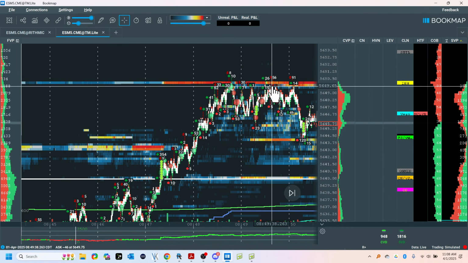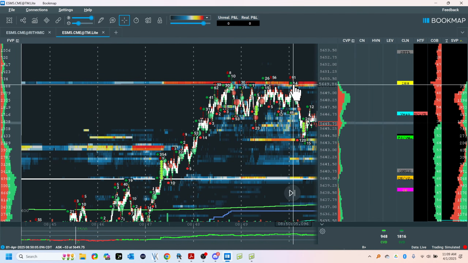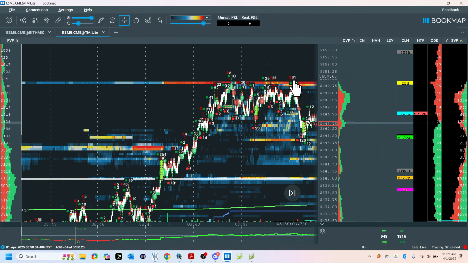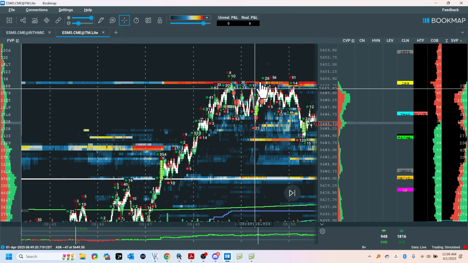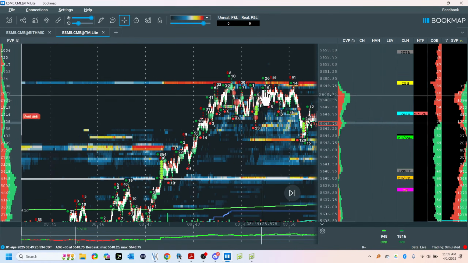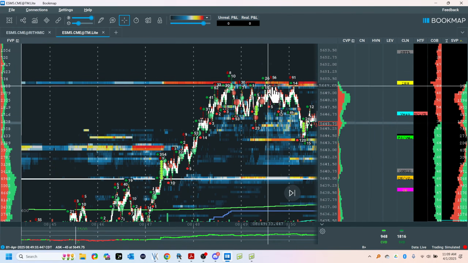26, 15, 14. So I've got my liquidity. I've got my selling icebergs, 91. So I've got more selling icebergs. My liquidity is staying in the book. I'm just isolating this for you. And less buy stops. So less buyers. This drops a little bit.